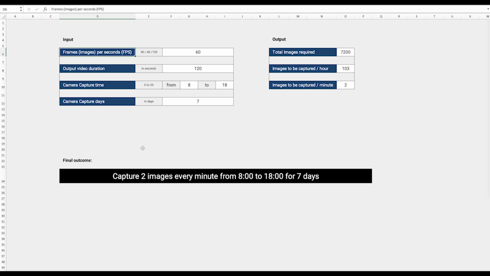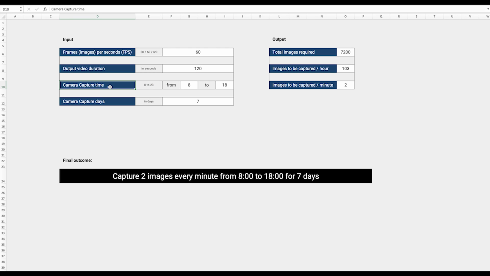So in our case, I'm not going to keep it 30, I'm going to keep the frames per second as 60. So I want 60 images to be captured every second of the video. The next input that is required in this utility is the output video duration. The final video that will be created, I need that video to be of 2 minutes, which is 120 seconds.